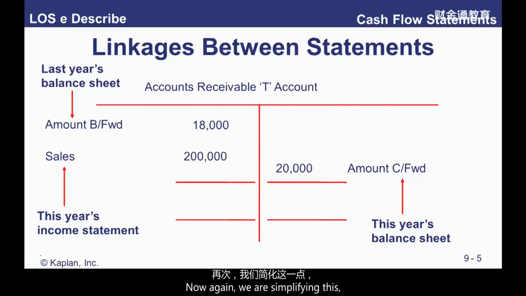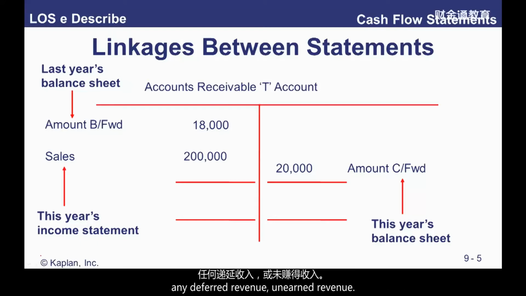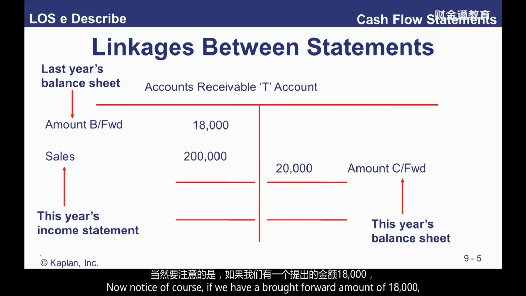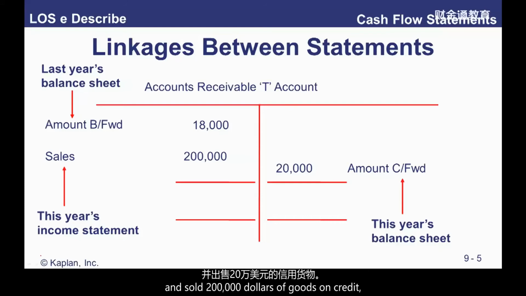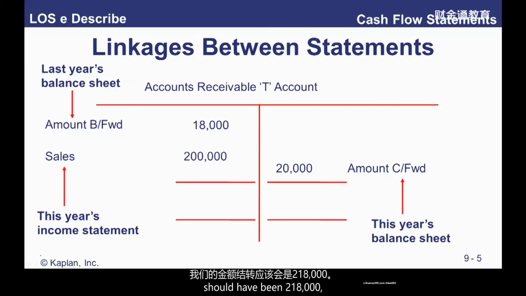Now again, we're simplifying this. We haven't got any customers that have paid us before the earnings activity is complete, any deferred revenue, unearned revenue. We haven't got any bad debt provisions in this, just to keep it nice and simple. Now notice, of course, if we had a brought forward amount of $18,000 and sold $200,000 of goods on credit, our amount carried forward, if we'd collected no cash from our customers, should have been $218,000.